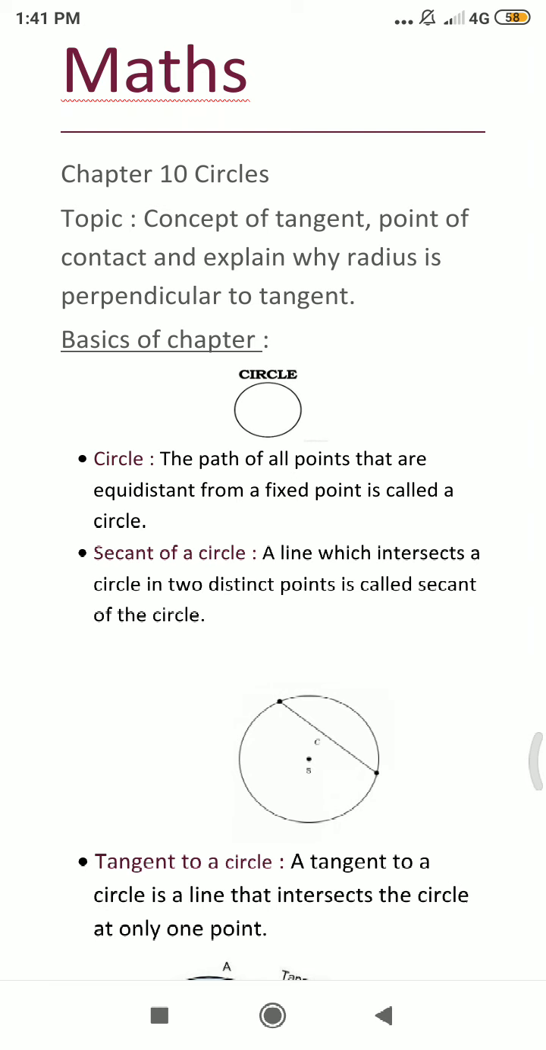Today's topic is the concept of tangent, point of contact, and explaining why the radius is perpendicular to the tangent. So let's begin with the basics of this chapter.